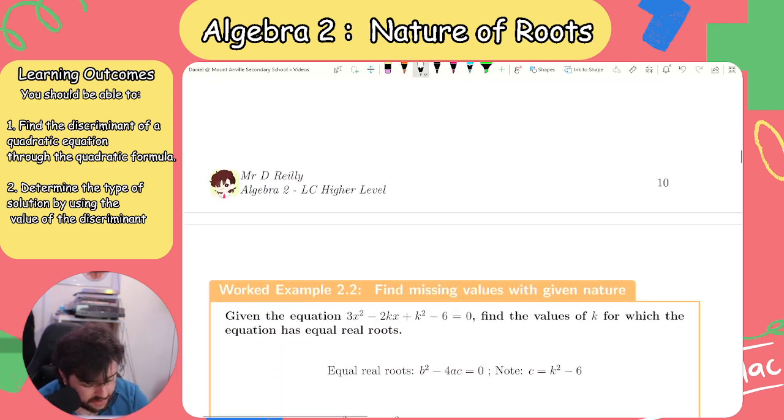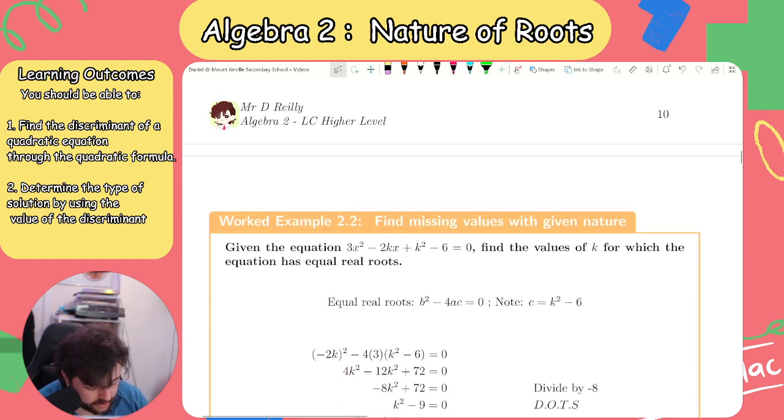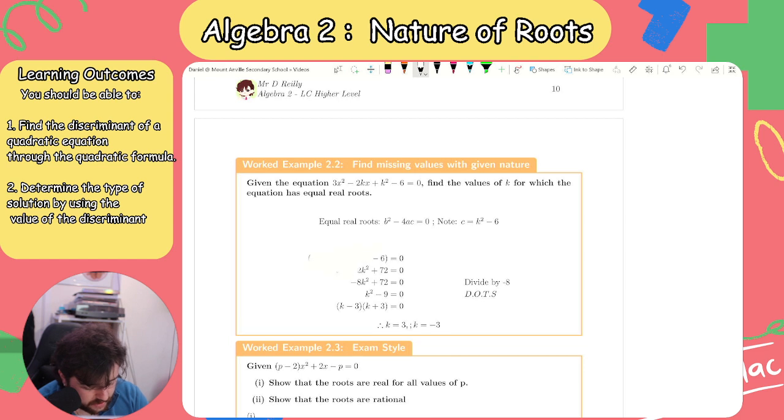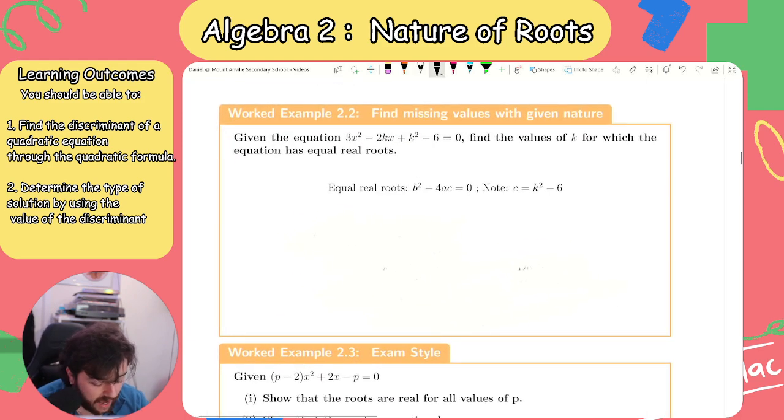So here's an example of some questions we could be asked. Given the equation 3x squared minus 2kx plus k squared minus 6 equals 0, find the values of k for which the equation has equal roots. So equal roots is the key word here, equal real roots. So therefore my discriminant equals 0.